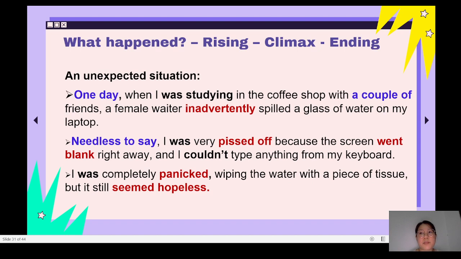To tell a story more appealingly, you should use this method. And here you can see my example. It's an epic situation. One day when I was studying in a coffee shop with a couple of my friends, a female waiter inadvertently spilled a glass of water on my laptop. Needless to say, I was very pissed off because the screen went blank right away and I couldn't type anything from my keyboard. I was completely panicked, wiping the water with a piece of tissue, but it still seemed hopeless.